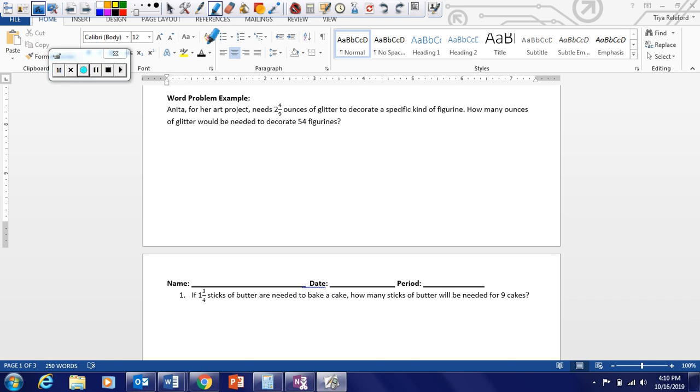Word problems. Anita, for her art project, needs 2 4/5 ounces of glitter to decorate a specific kind of figurine. A figurine is just a statue. How many ounces of glitter will be needed to decorate 54 figurines? So we need 2 4/9 ounces for each kind, right? Or each figurine. And we're making 54.